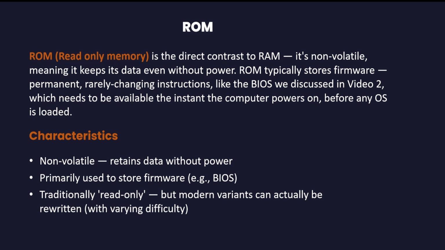ROM, read only memory, is the direct contrast to RAM. ROM is non volatile, meaning it keeps its data even without power. ROM typically stores firmware, permanent, rarely changing instructions like the BIOS. Remember, we have discussed in video 2, which needs to be available the instant the computer powers on before any operating system is loaded. So, what are the characteristics of ROM? It is non volatile, it retains data without power, primarily used to store firmware like BIOS. Traditionally read only, but modern variants can actually be rewritten.